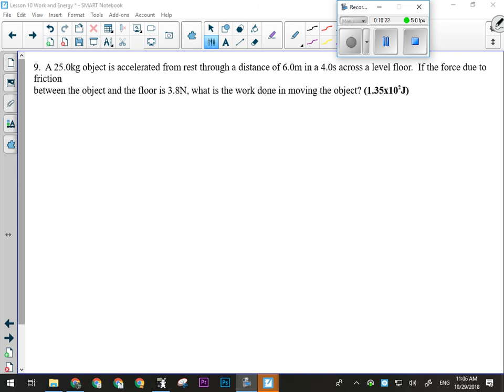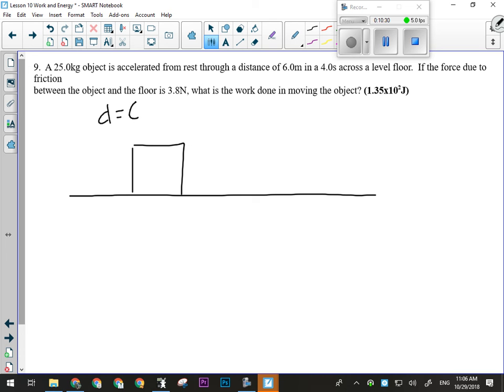Okay, so on question number 9, we've got this box sitting on a level floor. We're going to move it 6 meters. We're going to do that in 4 seconds, and we're going to start from rest. So what can I find right off with those 3 things? I have vi, I have d, and I have t.